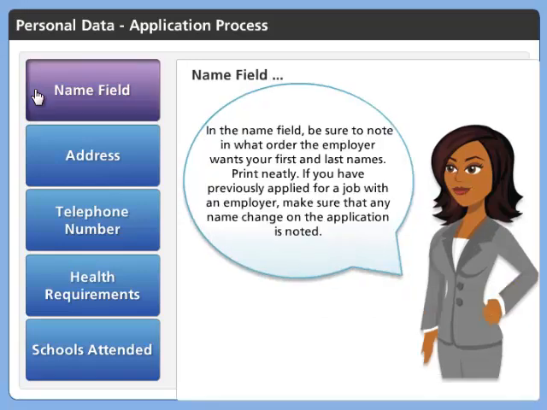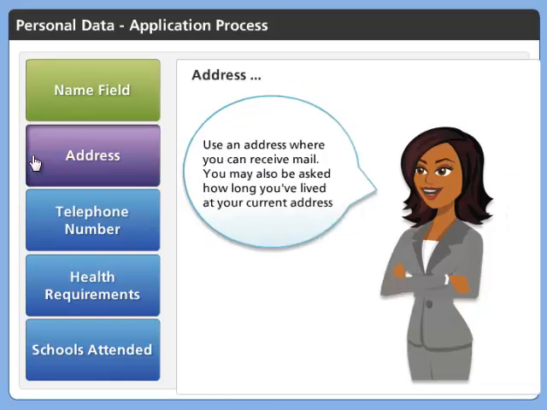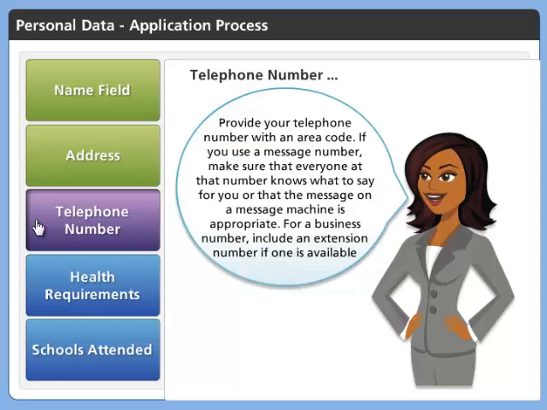Name field. In the name field, be sure to note in what order the employer wants your first and last names. Print neatly. If you have previously applied for a job with an employer, make sure that any name change on the application is noted. Address. Use an address where you can receive mail. You may also be asked how long you've lived at your current address. Telephone number. Provide your telephone number with an area code. If you use a message number, make sure that everyone at that number knows what to say for you or that the message on the machine is appropriate. For a business number, include an extension number if one is available.